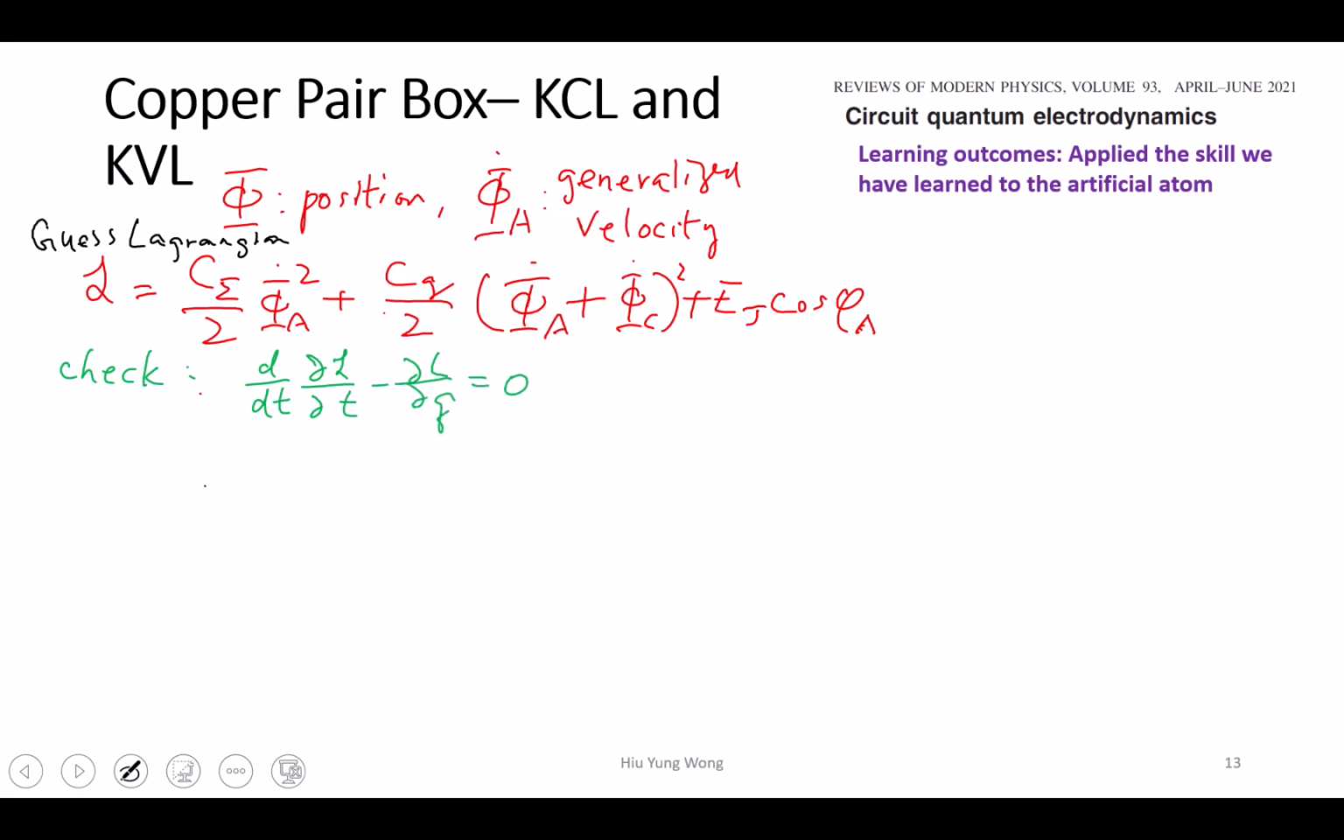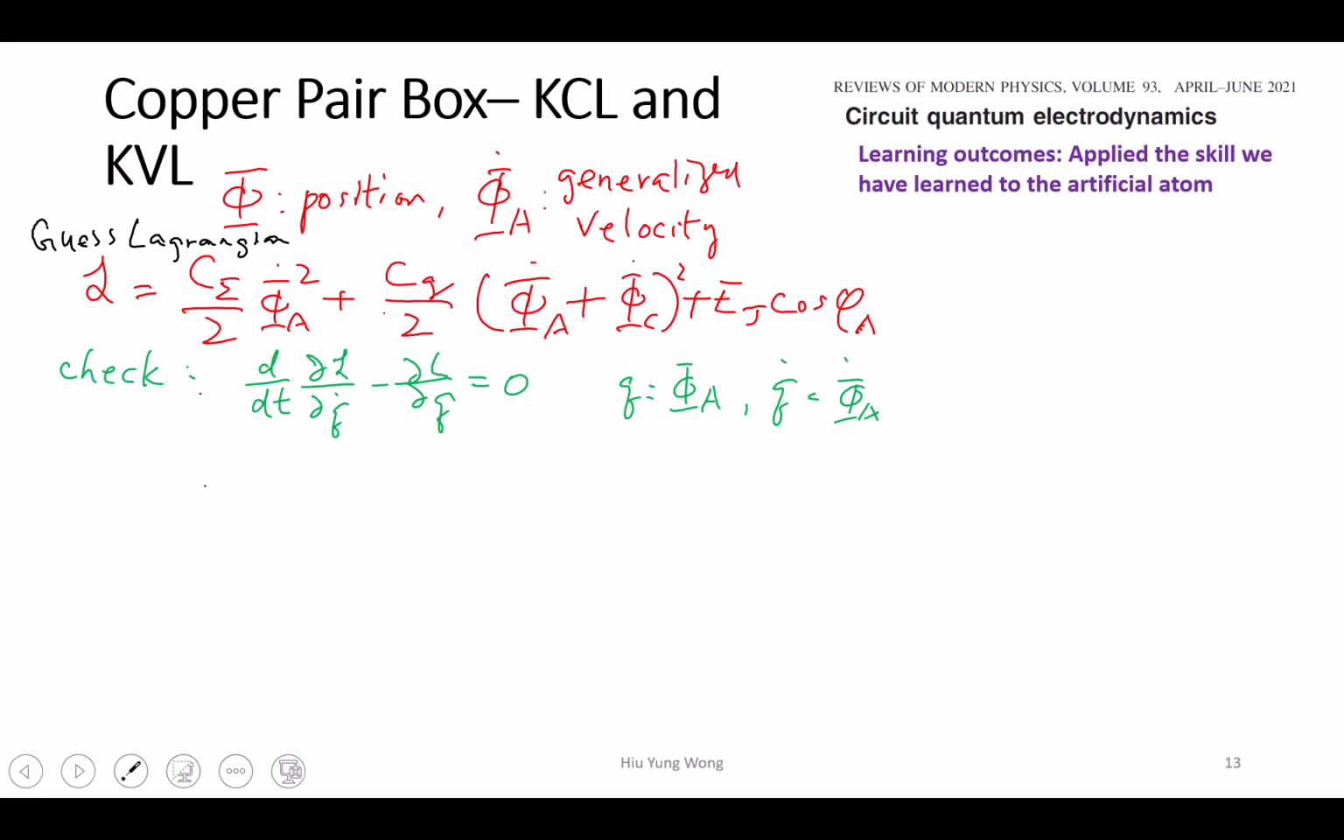Okay? And I remember what is q. No, not partial t, sorry. This is partial q dot. What is q in this case? Of course, it is phi A, right? And what is q dot in this case? It's just phi A dot, as what we said here. Is that okay? Right?